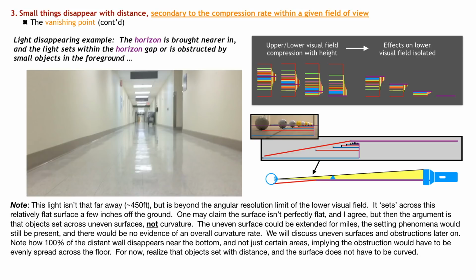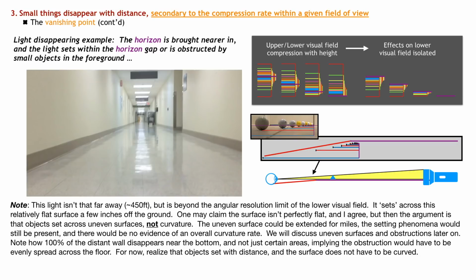And this is just a light disappearing example, again keeping in mind now that you understand this horizon gap phenomenon, that the horizon is brought nearer to me from a point of roughly a half mile at 1 foot off the ground to a point of only less than 100 feet when I get down to 1 centimeter or so. And so in this case, the light is about 450 feet away. You can see it just at the end of that hallway, just down on the lower right aspect of the door. There's a small light there. I'll zoom in on it so you can see how it disappears.